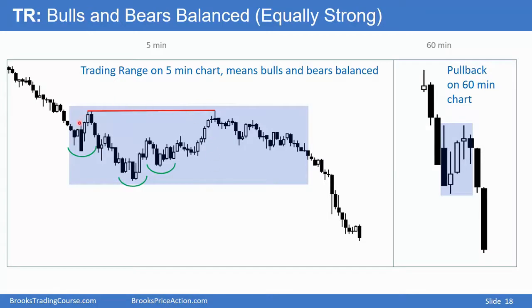Trading range on the 5-minute chart here, the bulls and bears are balanced. The bulls try to get a head and shoulders bottom, left shoulder, head, right shoulder. Breakout, but not all that far. And the bears see a double top bear flag, and the bears won.